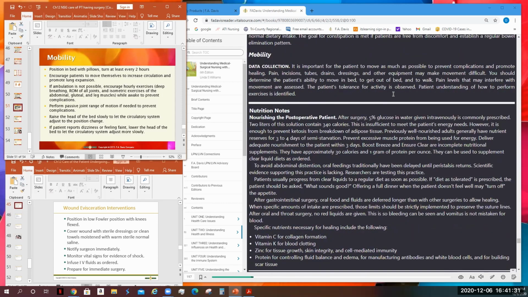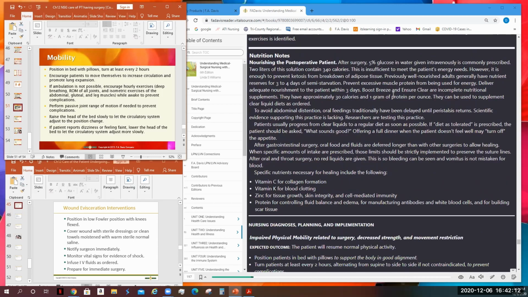It is important for the patient to move as much as possible to prevent complications and promote healing. Pain, incisions, tubes, drains, dressings, and other equipment may make movement difficult. You should determine the patient's ability to move in bed, to get out of bed, and to walk. Pain levels that may interfere with movement are assessed. The patient's tolerance for activity is observed. Patient understanding of how to perform exercises is identified.